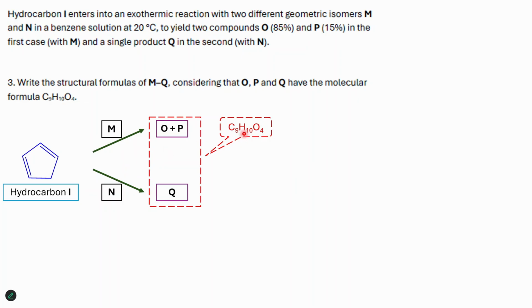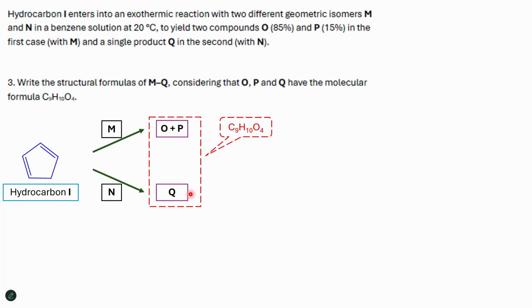And since we are given molecular formula and this M and N are geometric isomers, and this is a diene, and previously we have done some Diels-Alder reaction or pericyclic reaction, we are assuming that we don't have anything else formed, right? So we have just hydrocarbon 1 combined with M to get O plus P, or for example, hydrocarbon 1 combined with N to give Q.